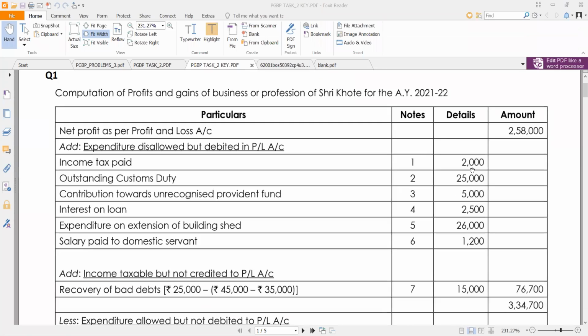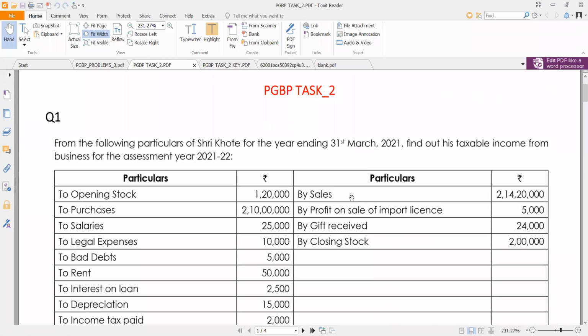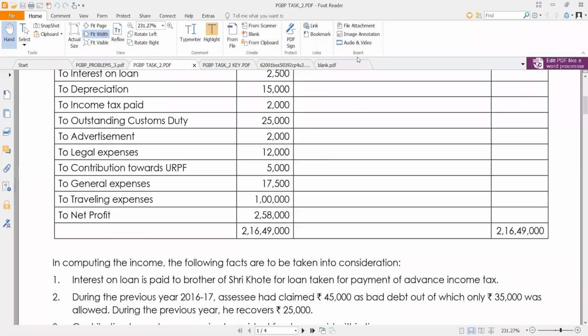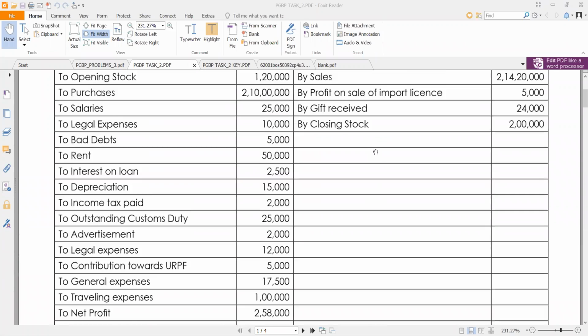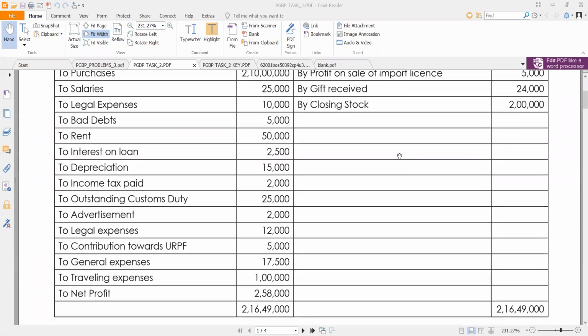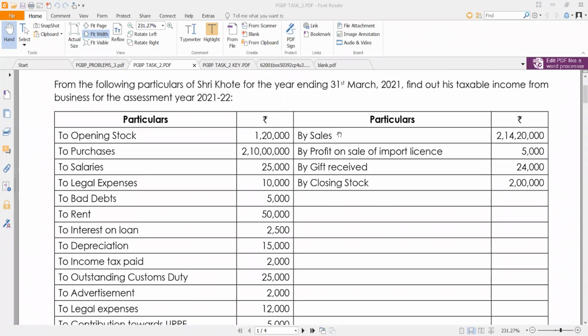Okay, I have sent the key already in the group and you can check your answers there. Just quickly going through some of the aspects. Yeah, I'll respond to that.